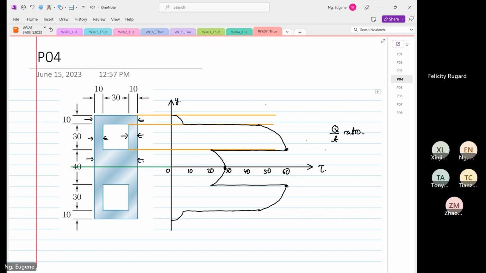I have a question. Yes. How do you know the shape of the diagram? I mean, how do you know which one is curved, which one is a straight line? So where the thickness changes is a straight line over here.